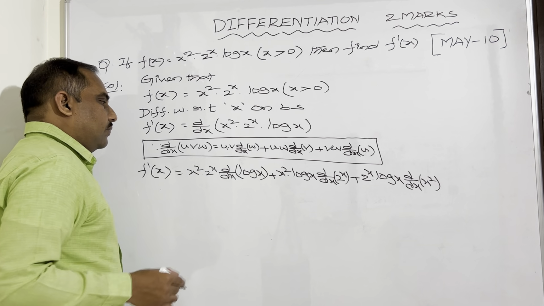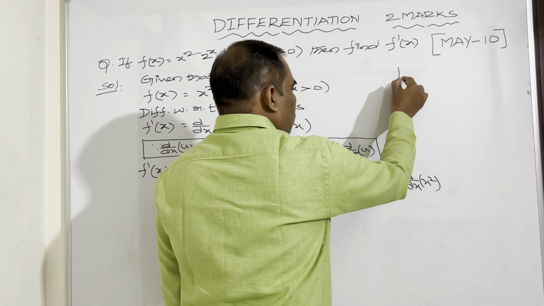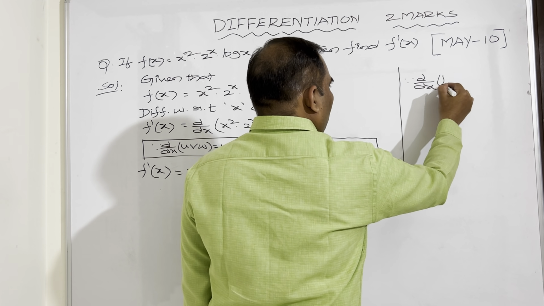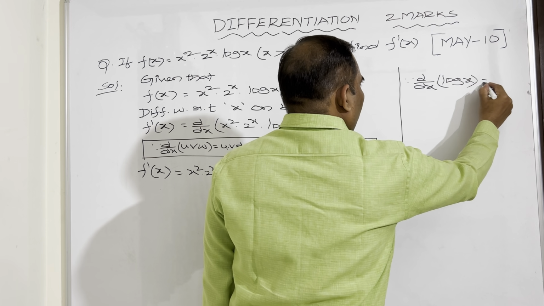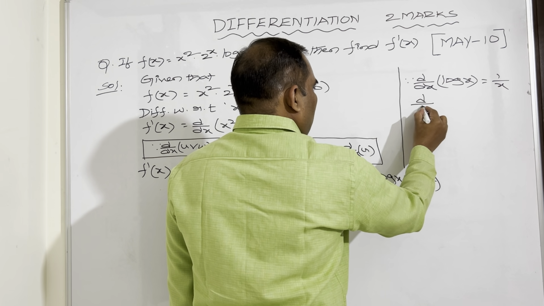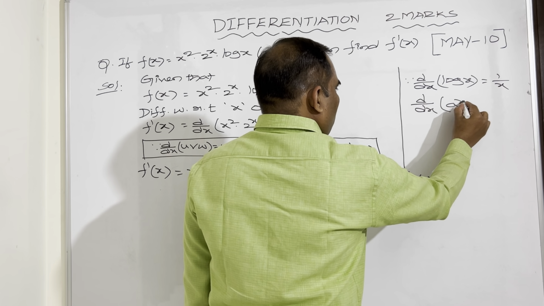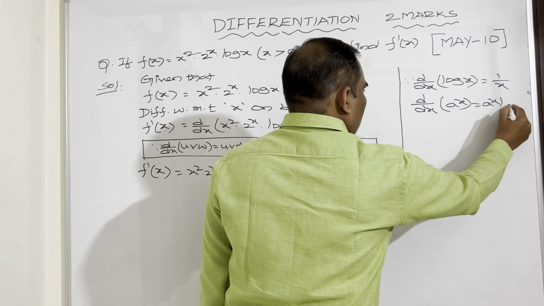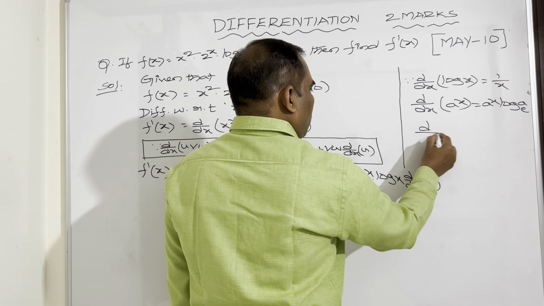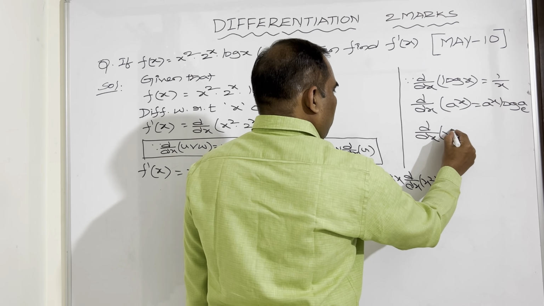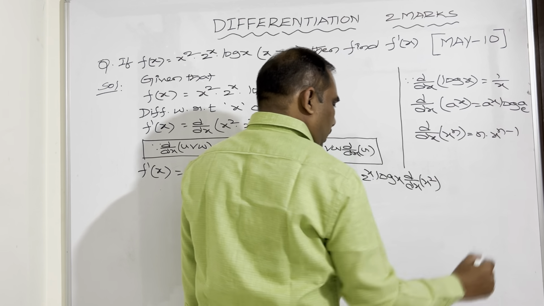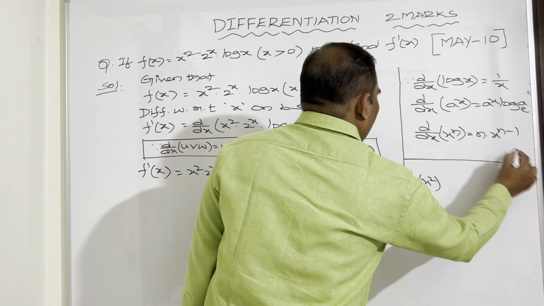So now see here the standard forms. Here we have the derivative d/dx of log x, which is 1/x. Again, d/dx of aˣ is equal to aˣ log a base e, and d/dx of xⁿ is nothing but n·xⁿ⁻¹. So these are all applicable here.